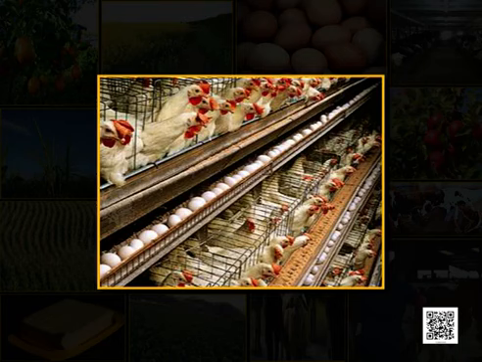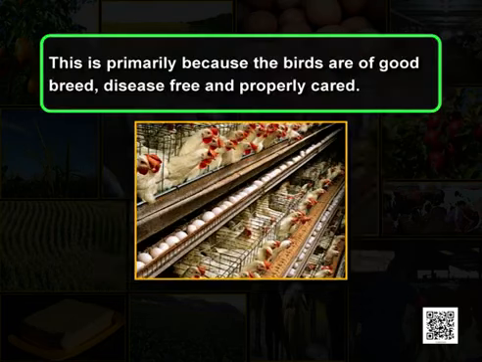How can we have good breed poultry birds which are disease resistant? Just as in dairy farming, the fundamental requirement of poultry farming is selection and rearing of disease-free breeds. They are then kept in properly managed and spaced cages, as you can see in the picture. Here you can also see that the eggs laid by them are big and in good condition. This is primarily because the birds are of good breed, they are disease free and are properly cared for.